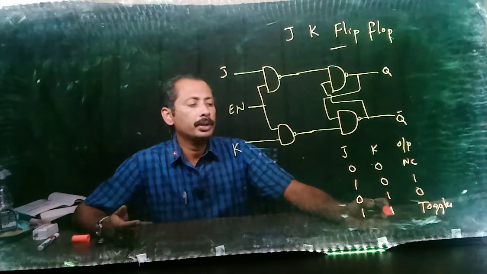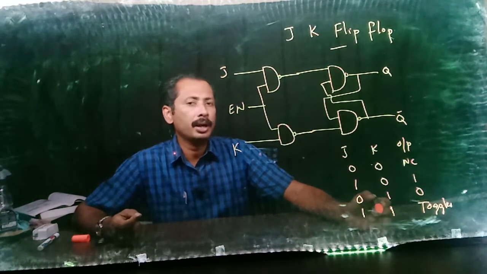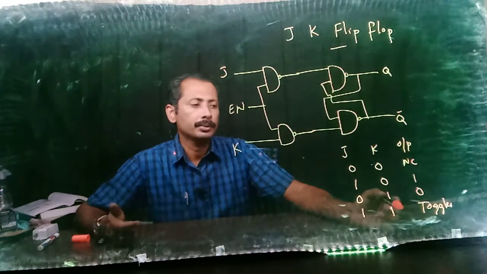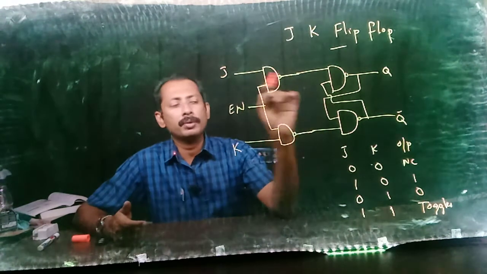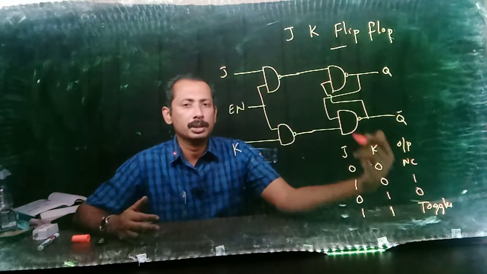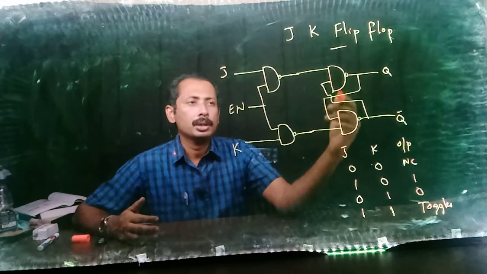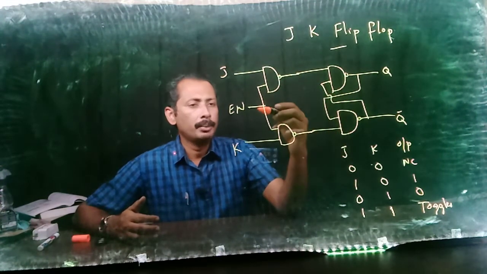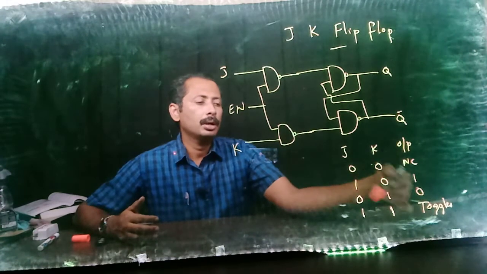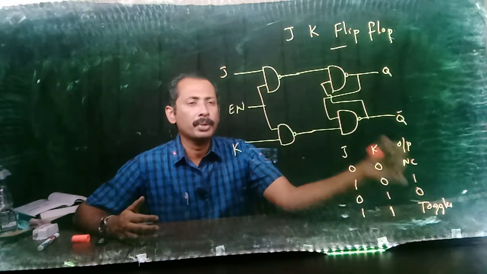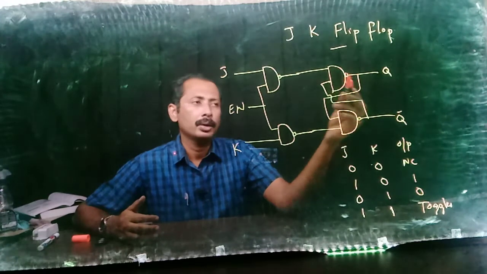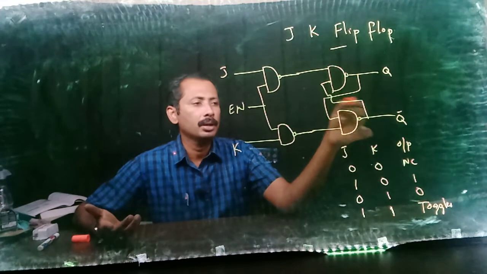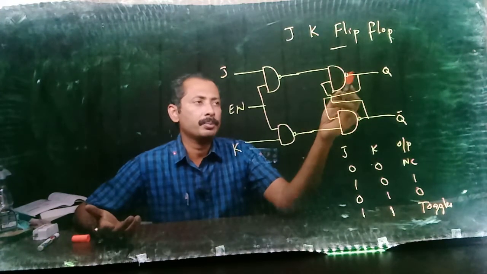And the input is 1, 1. If J and K are 1, 1, then the output toggles. Of course, enable should be active in all conditions. The circuit works only if enable is active. This truth table will be followed by the JK flip flop. You can verify it by giving values as we did previously in SR. You can have a simple verification by giving the values here.